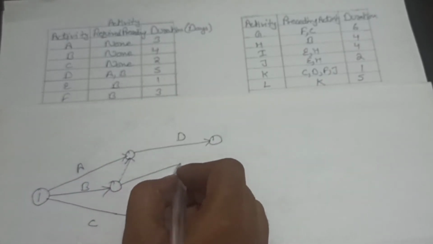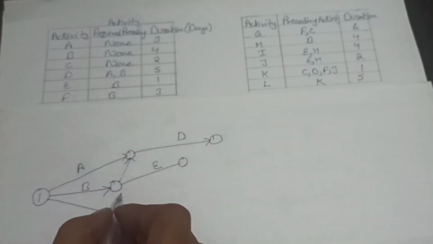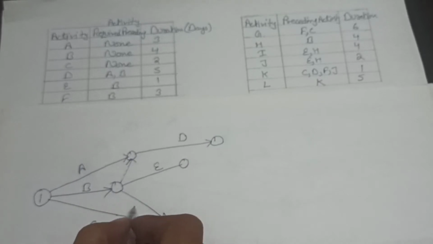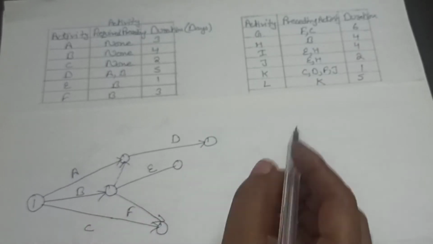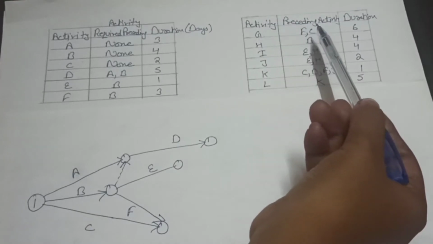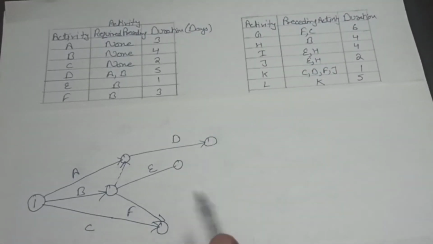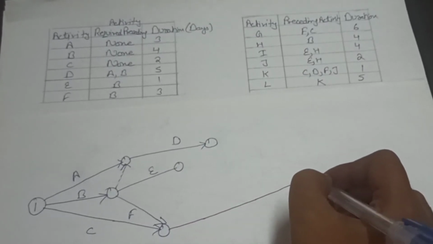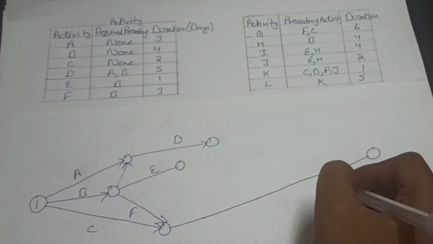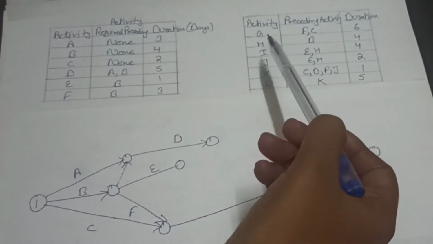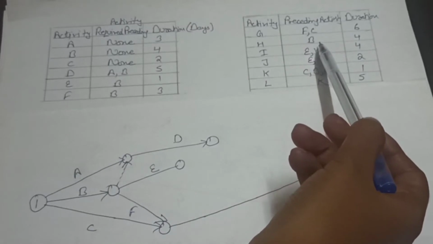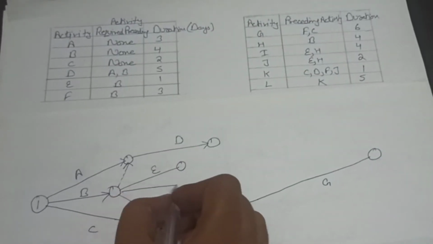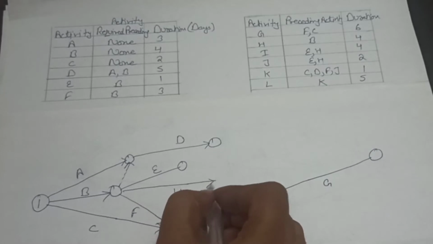Then E activity starts after B activity. So we will draw E like this. Then F activity also starts after B activity. So we will draw F like this. After that, G activity starts after F and C. After F and C, we will draw G activity like this. After that, H activity starts after B activity. So we will draw H here like this.